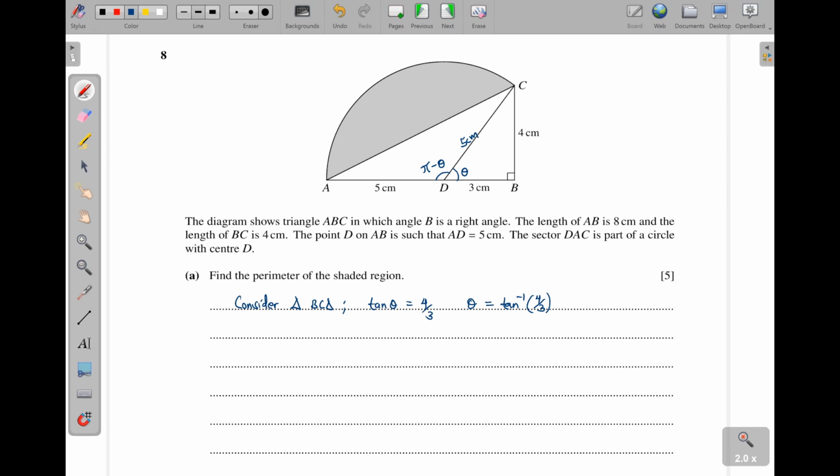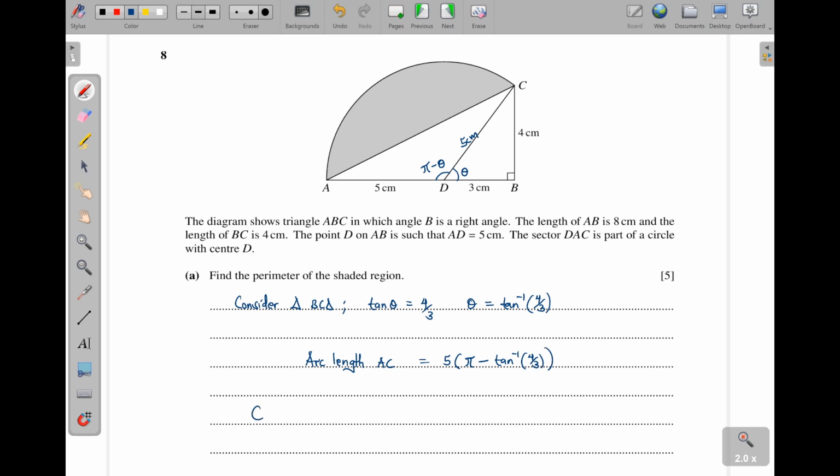Now, we also need the arc length here. So I'll get arc length AC. That one will be, remember, arc length is r theta, where theta is in radians. So the radius is 5, and then the theta for that case is pi minus theta, which theta is arctan of 4 over 3.